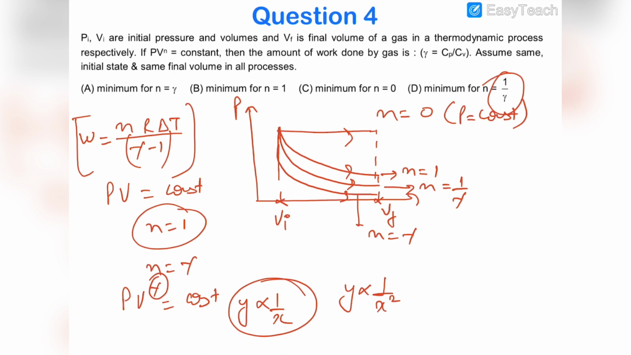So you can see that the minimum area is the minimum work done, and the minimum area is in the case when there is an adiabatic process. So the work done would be minimum for n is equal to gamma. So the correct answer is A. Now we move on to the next question.